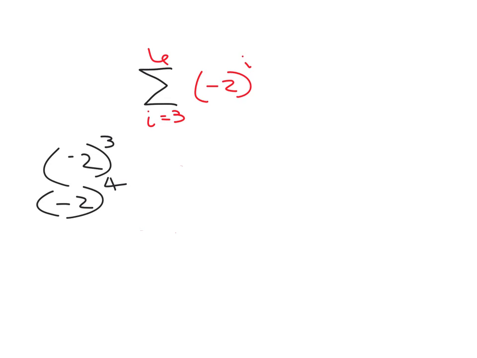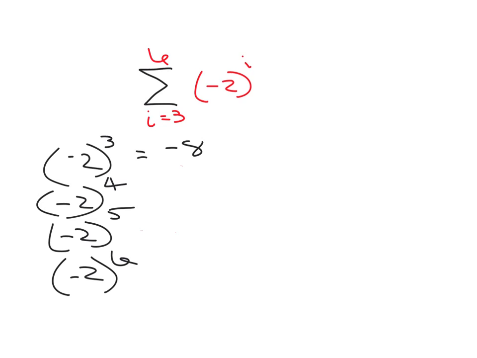Let's do another one here. And this one gives me, I'm going to start at 3 and go up to 6. And my formula is negative 2 to the i. Alright, so let's go ahead and write what I've got here. Negative 2 cubed, since I start with 3. Negative 2 to the 4th. Negative 2 to the 5th. And negative 2 to the 6th. Okay, negative 2 cubed is negative 8. Negative 2 times negative 2 is positive 4 times negative 2 is negative 8.